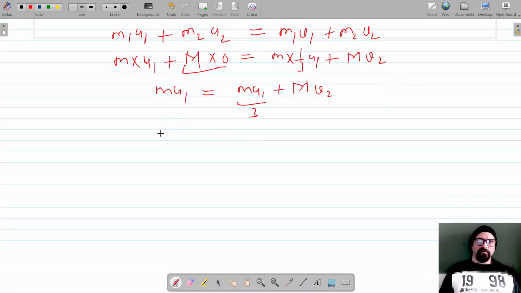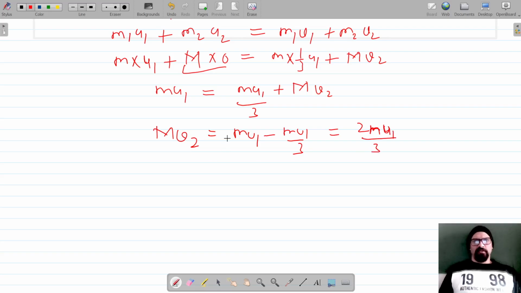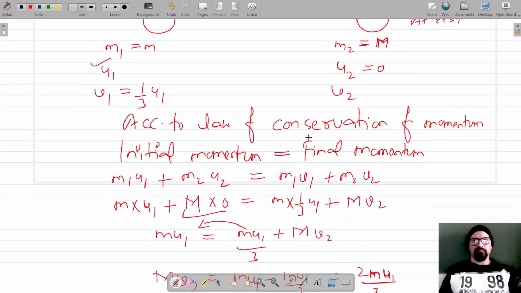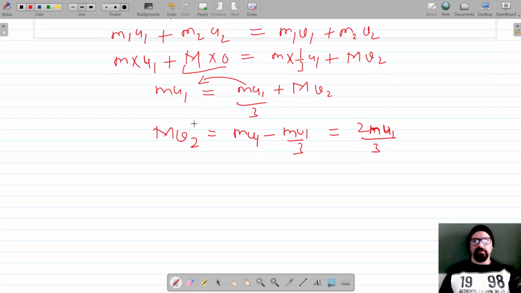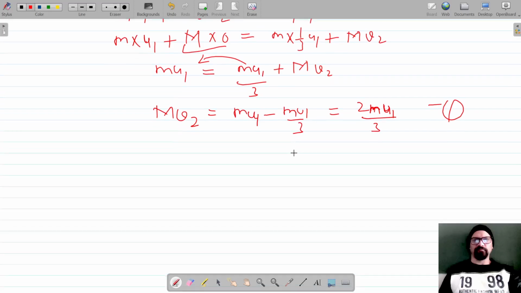Let's simplify this. Now M v2 is equal to m u1 minus m u1 by 3, which gives me 2m u1 by 3. Shifting this to the left hand side, m u1 minus m u1 by 3 is 2m by 3 u1. We have to find the ratio of the two masses, so let this be equation 1.